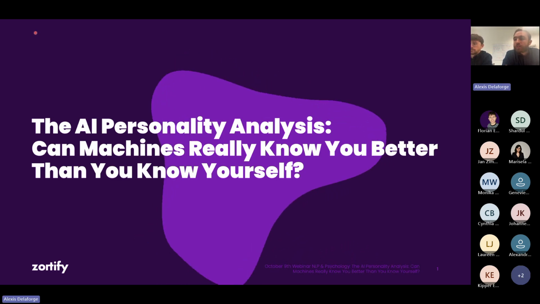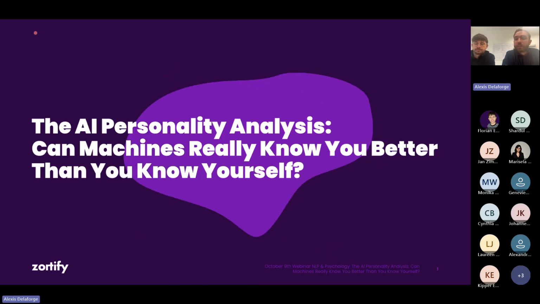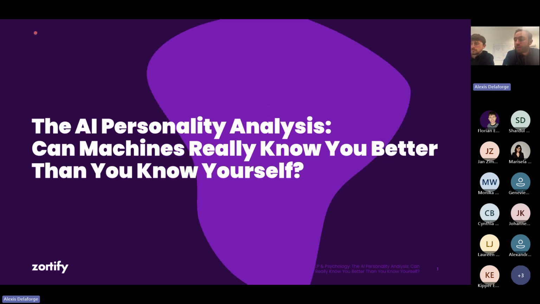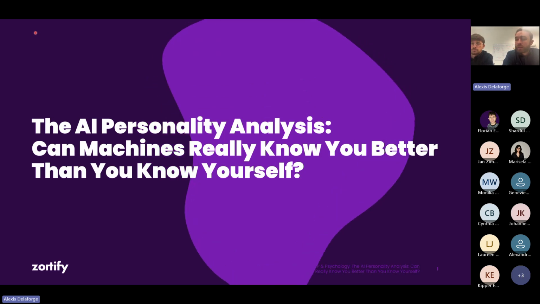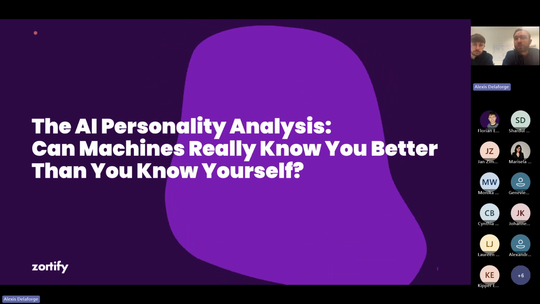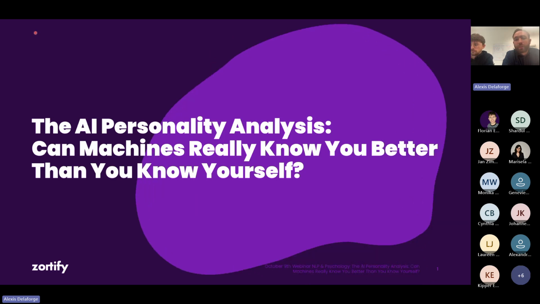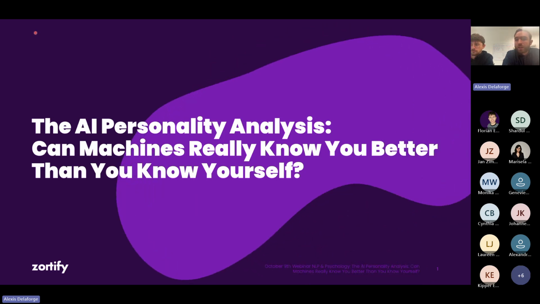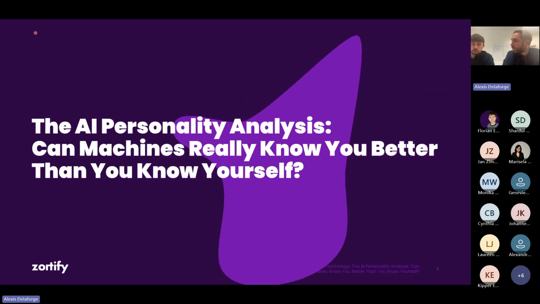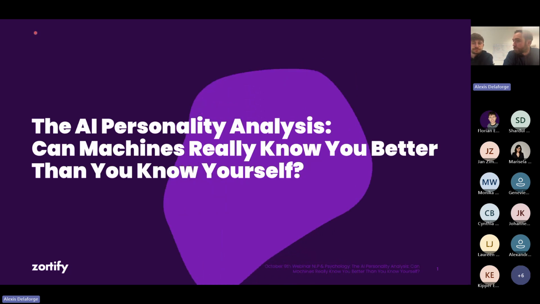So, Flo and I today, we will talk about the AI personality analysis. We work at Zortify. Zortify is a company that uses AI in many different applications, one being the personality analysis and psychology in general. So yes, we are two data scientists from Zortify. Flo, maybe you can present yourself a bit.